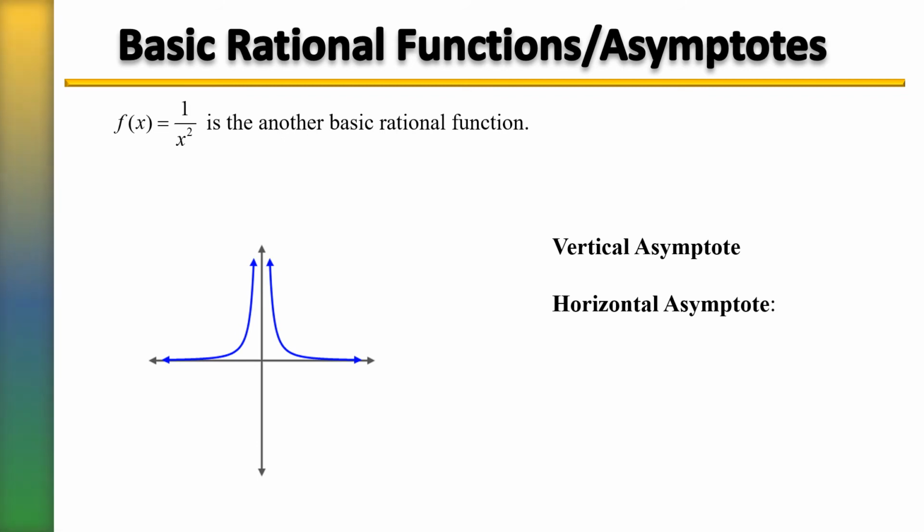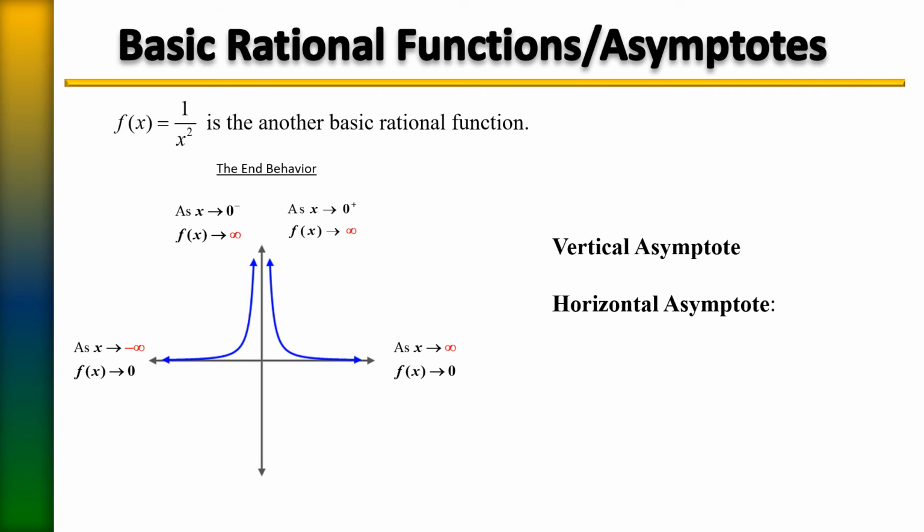Another basic rational function is f of x equals 1 over x squared. So the bottom is squared. And notice that if you look at the graph, you see two branches both kind of facing upward. They're both sitting up. So let's take a look at the end behavior of this particular rational function.